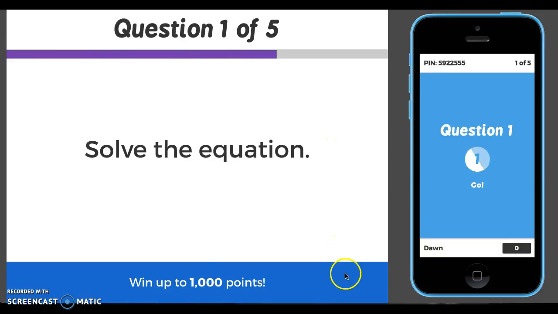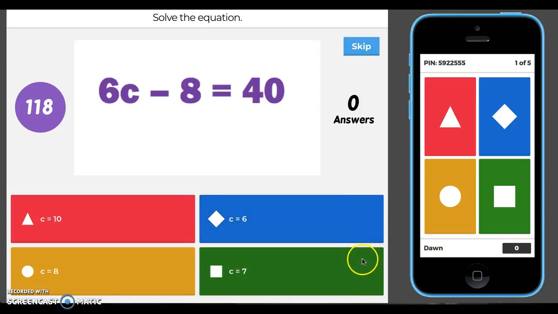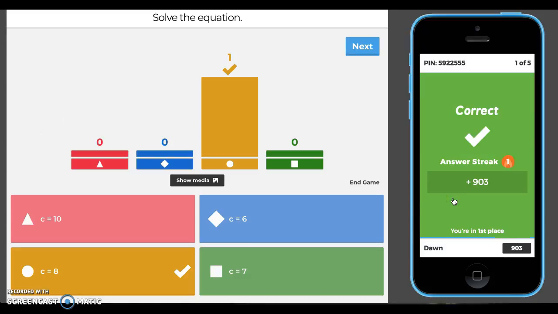First question, solve the equation. I'm going to give an example here. Choosing the correct answer on the key. I did leave this one at quite a lengthy time for students who are just learning this and would actually need to compute this and would take a little bit longer. I'll go ahead and click the answer. Shows that there was one player and got that one correct.